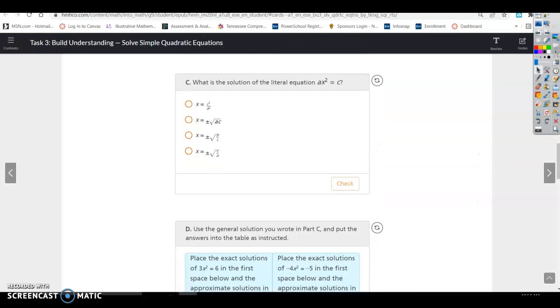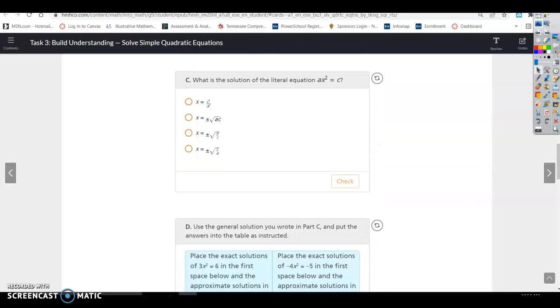All right, so it says, what is the solution of the literal equation, ax squared equals c? Literal equation just means it's a formula with the variables, so you still solve it the same way. You're just not going to have numbers in it this time. So what we're doing is solving for x. You can see all these are set equal to x. So we have ax squared equals c.